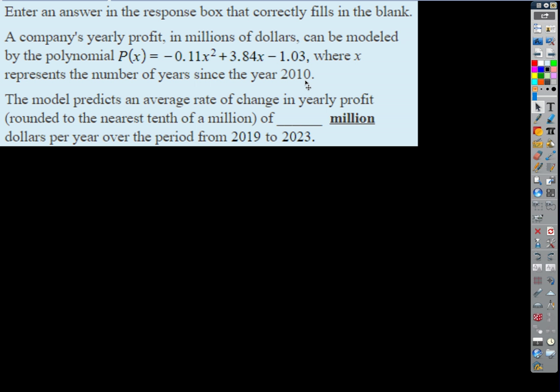So we want to calculate an average rate of change from 2019 to 2023. What's my starting x value? What's x1 going to be? If x represents the number of years since 2010, that's going to be 9, isn't it? Right? 2019 minus 2010 is 9. So what's x2? What's my final x value? What's it going to be? 13?